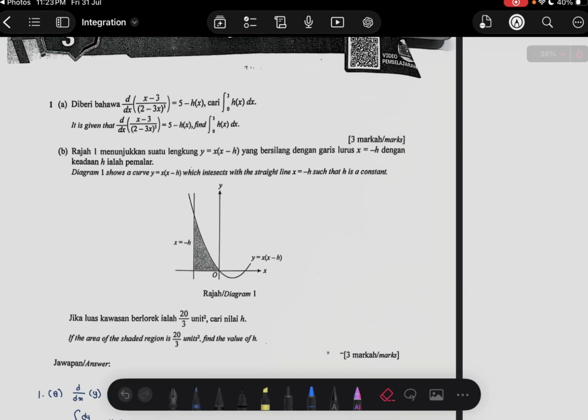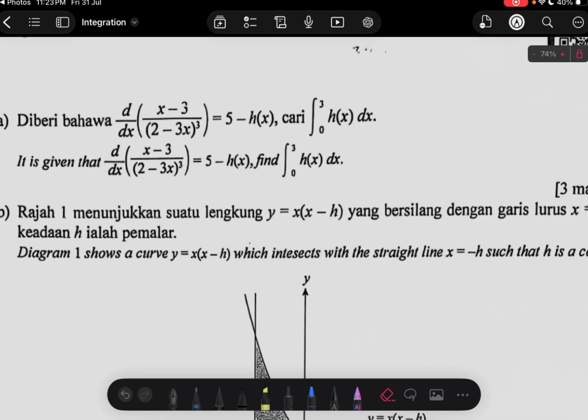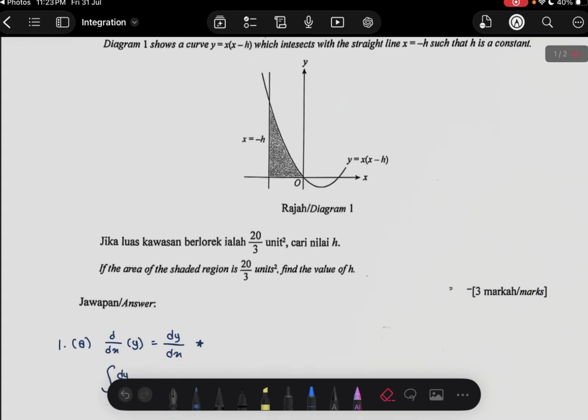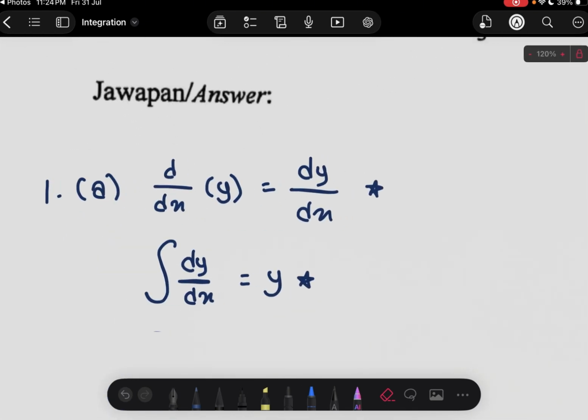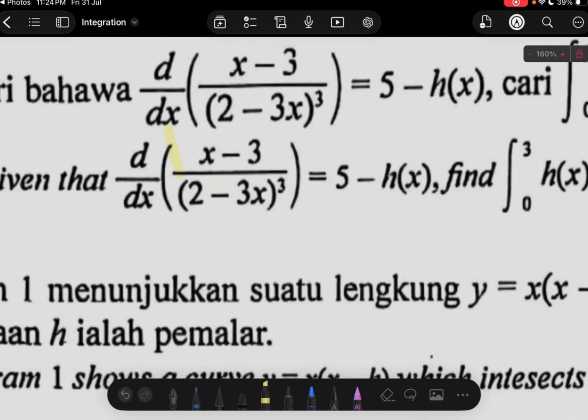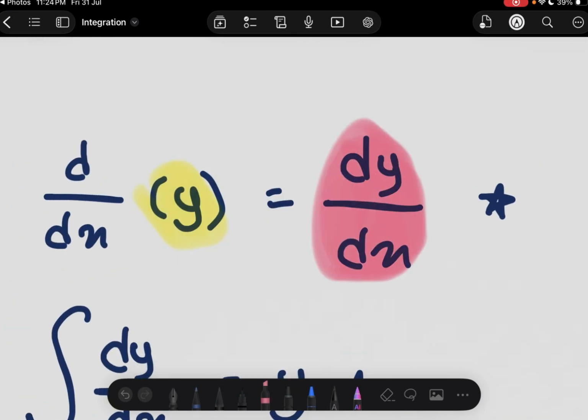So this is Form 5 Chapter 3 Integration. When integrating, we have to know two main rules. The first is d over dx of y, which is equal to dy over dx. Another rule is that integration is the literal opposite of differentiation.